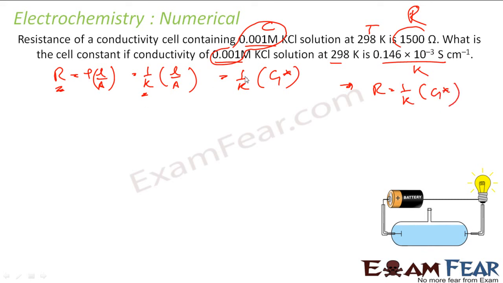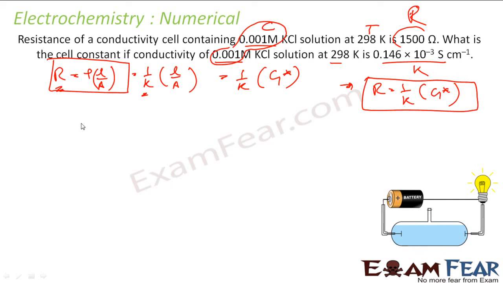So the point I'm trying to say here is, I don't remember all the formulas. I just remember this formula, R is equal to rho L by A. And then based on whatever is given, if my conductivity is given, I'll make it 1 by K. If my L by A is given, I'll make it G star, right? So I don't remember all the formulas. I just remember one formula, R is equal to rho L by A. This is the formula I'll be using now.